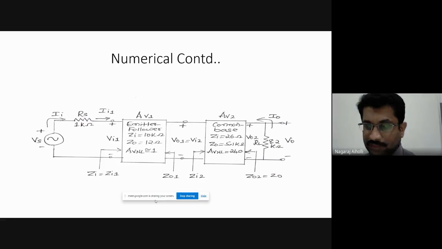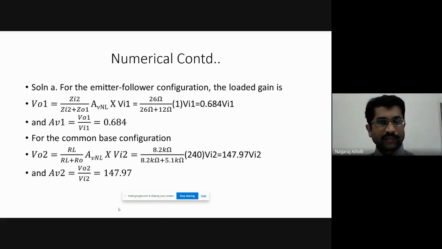V02 is equal to 147.96 VI2. Correct. That is V02 is equal to 147.97 approximately into VI2. Now what we want is the gain of the second stage, that is V02 by VI2. V02 by VI2 will be equal to 147.97. Rearrange the terms. Therefore, AV2 is equal to V02 by VI2, that comes out to 147.97.